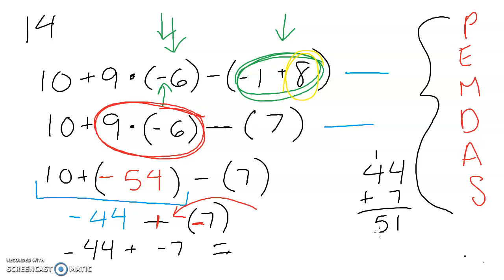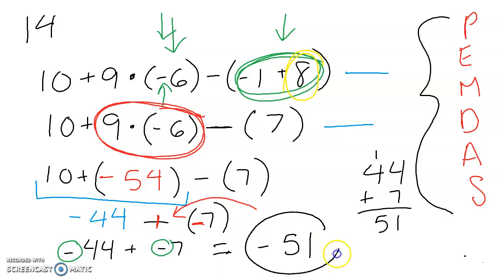All right. So now that we have added the numbers together, we keep the sign that the numbers originally had, which in this case is going to be negative. So my final answer for the second expression in problem 14 is going to be a negative 51.